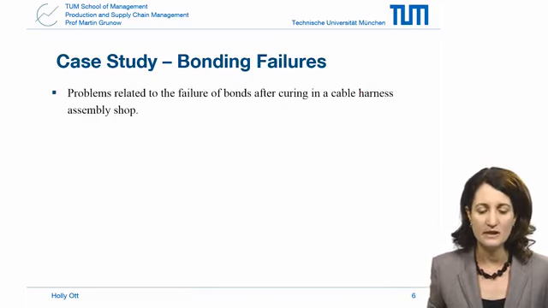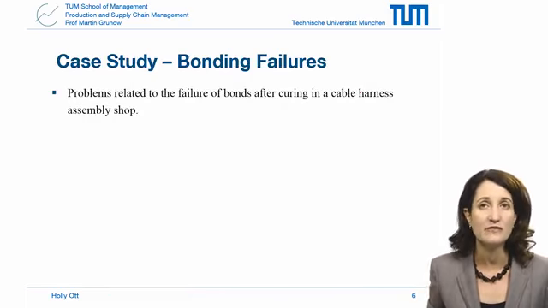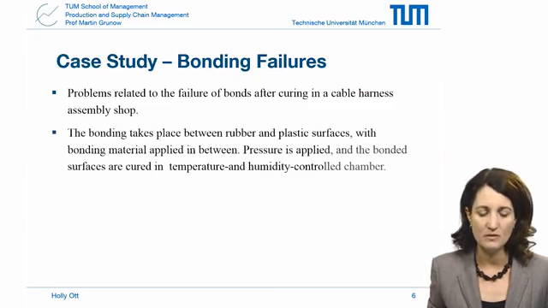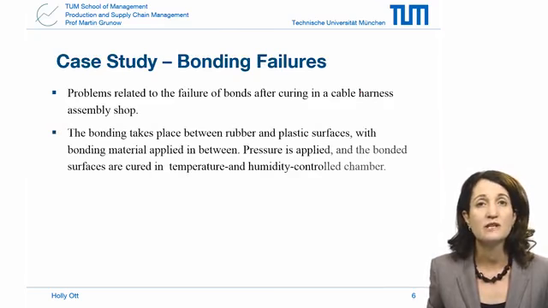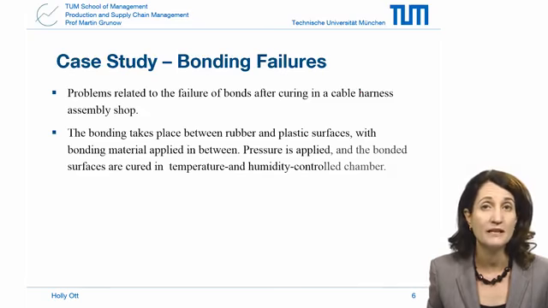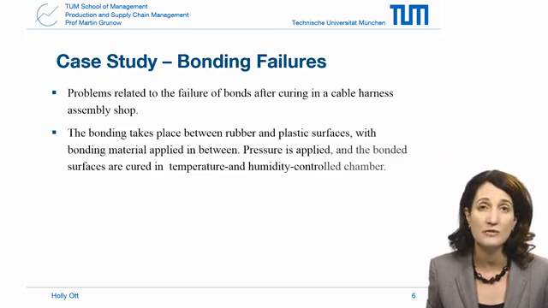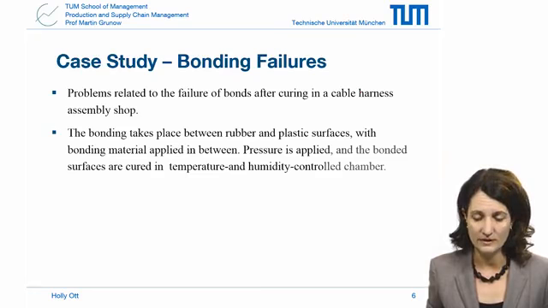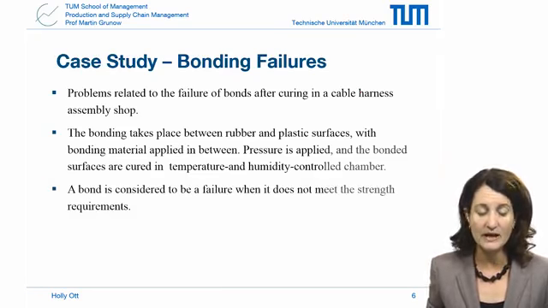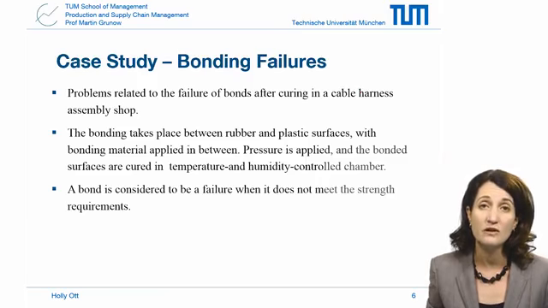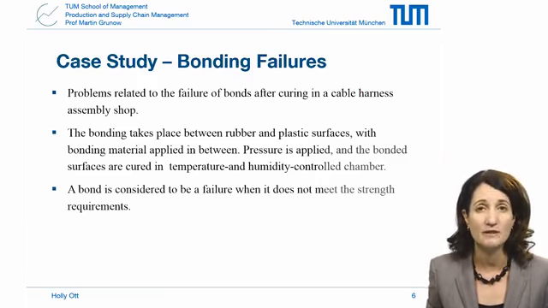We had a problem here relating to the failure of bonds after curing, investigated by a team of students in a harness assembly shop. And the bonding in this case was taking place between rubber and plastic surfaces with a bonding material, some kind of glue applied in between. Then there was pressure applied, and then the bonded surfaces were cured in a temperature and humidity controlled chamber so that they would become very good, and the bond would be then considered a failure when it did not meet the strength requirement.